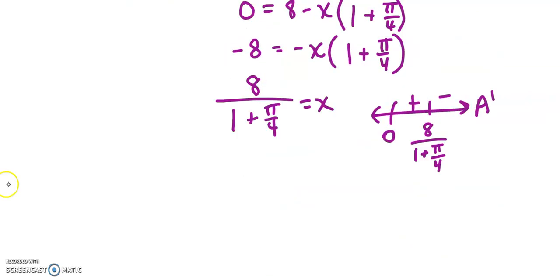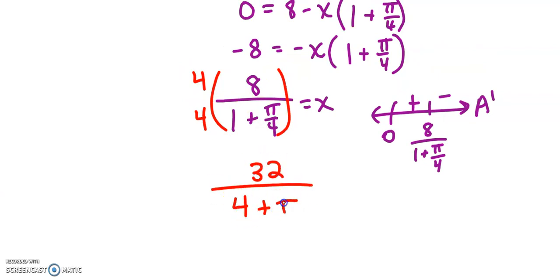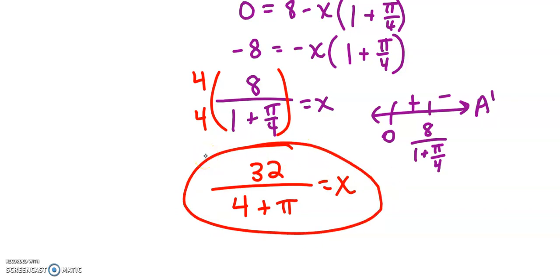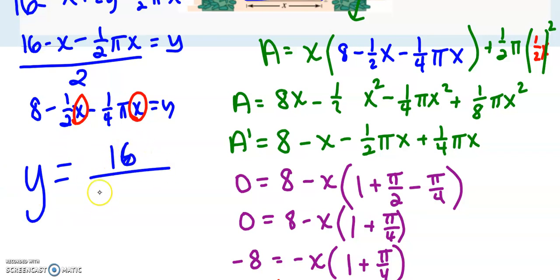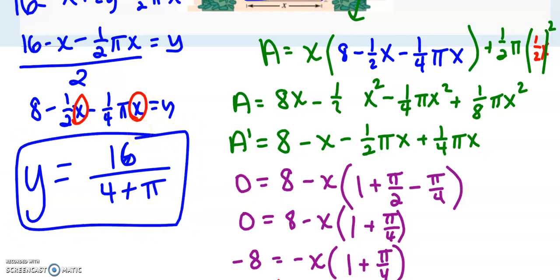Your textbook went through and they multiplied this whole x by 4 over 4, and said 32 over 4 plus pi was equal to x. And that's totally fine. If you want to go back and then find the y value, I think I put it in my answer key. It's annoying, but definitely possible. You could take this x value and sub it right in there, and you'd end up getting that your y value is equal to 16 over 4 plus pi. Okay, so that one's just a lot of carrying through.